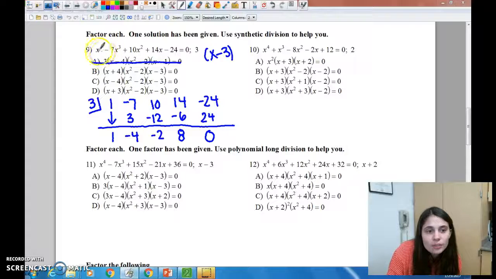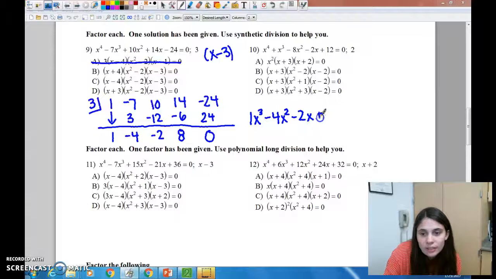So I started with an x to the 4th polynomial, so I should now have an x to the 3rd polynomial, and these are the coefficients in front of each of my x terms. So I start with 1, x to the 3rd, minus 4x squared, minus 2x plus 8. And immediately I have 4 terms, so I can factor by grouping. So I'm going to go ahead and group each side.